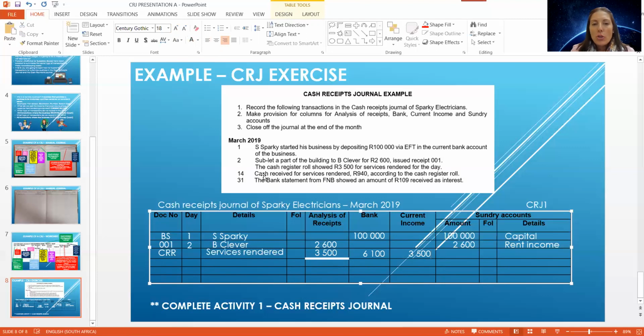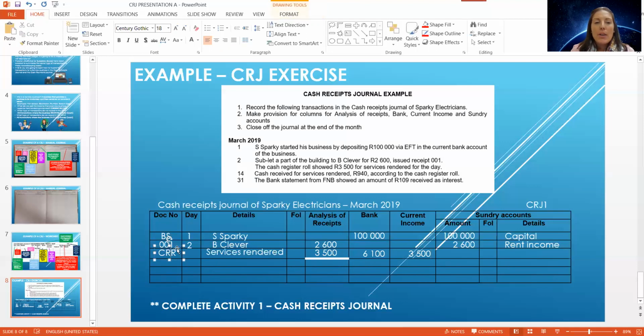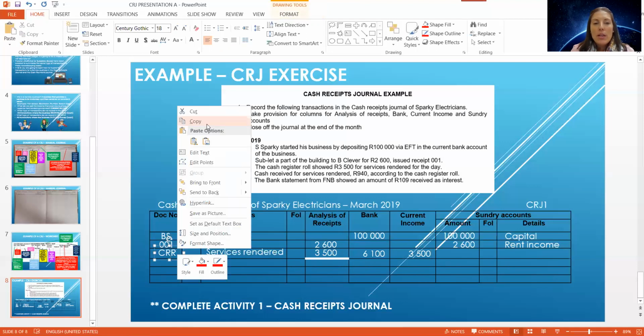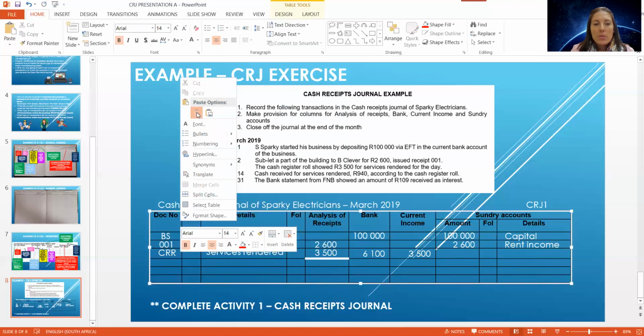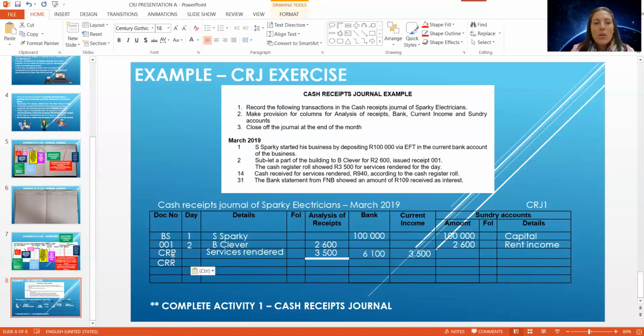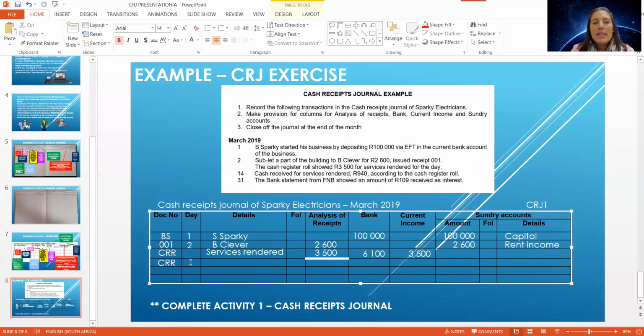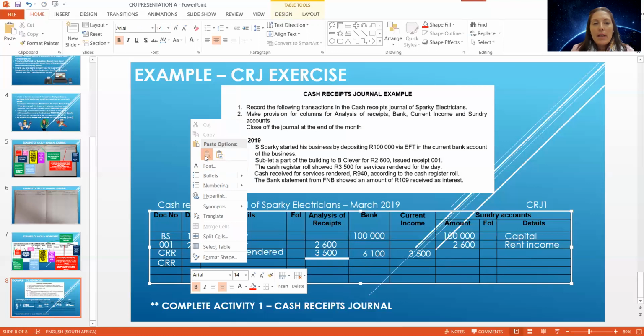Let's move on to the 14th. The 14th says cash received for services rendered, 940 Rand according to the cash register roll. So once again, we're going to have the cash register roll. Actually, I think it will be easier this way. Cash register roll, that is our source document. What is the day? It is the 14th.